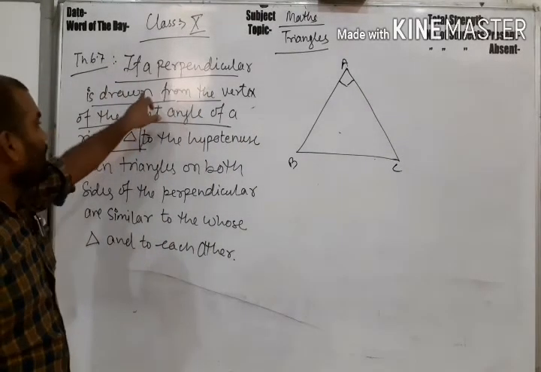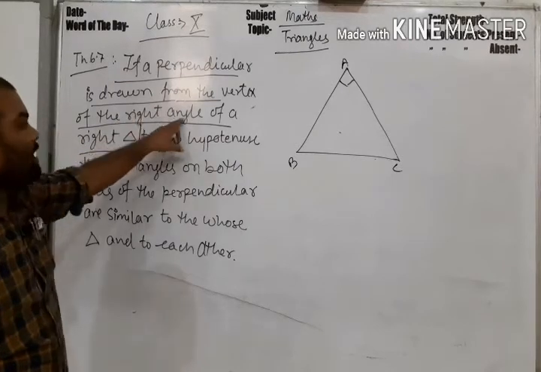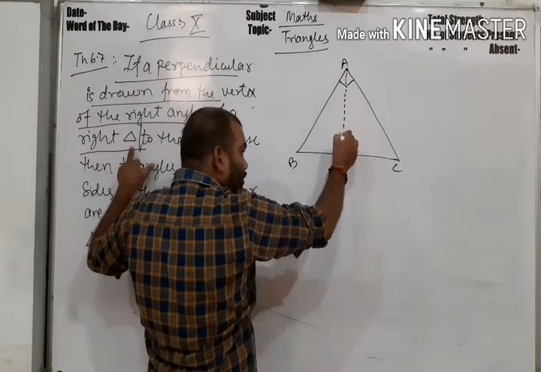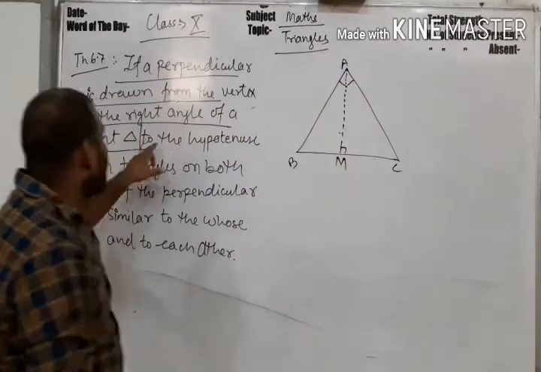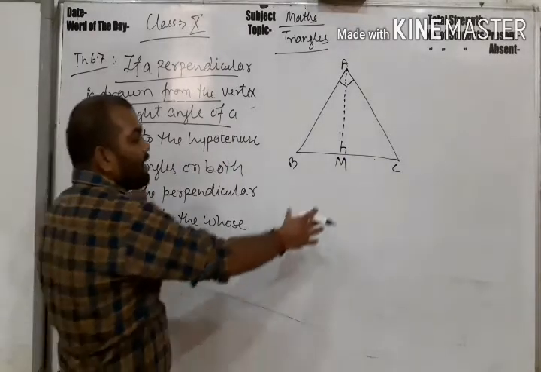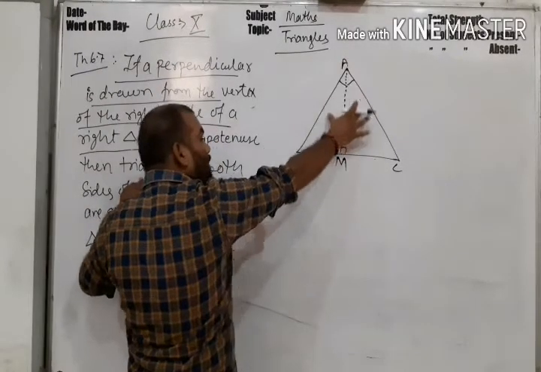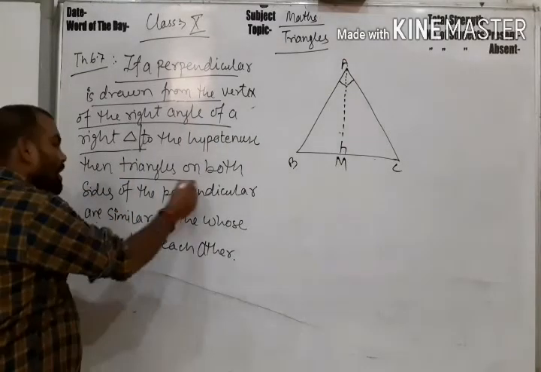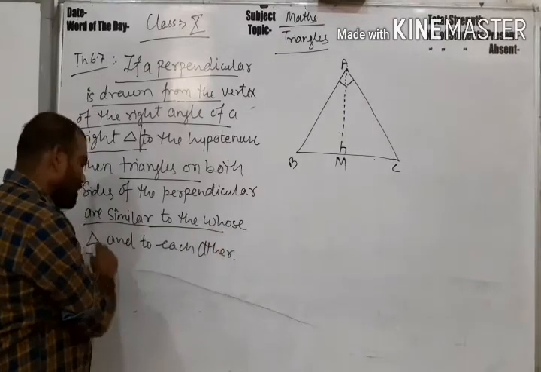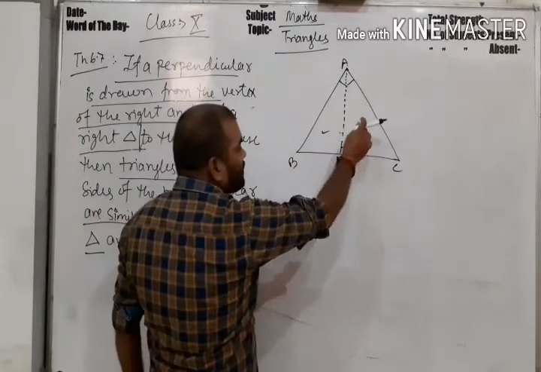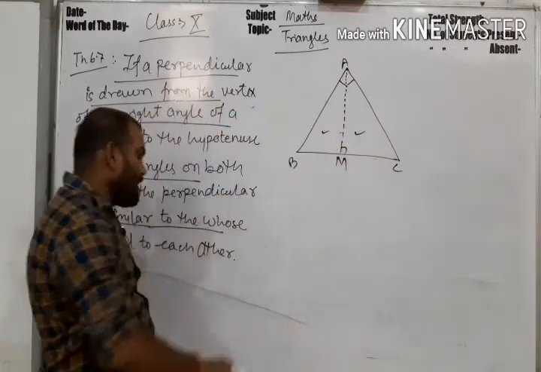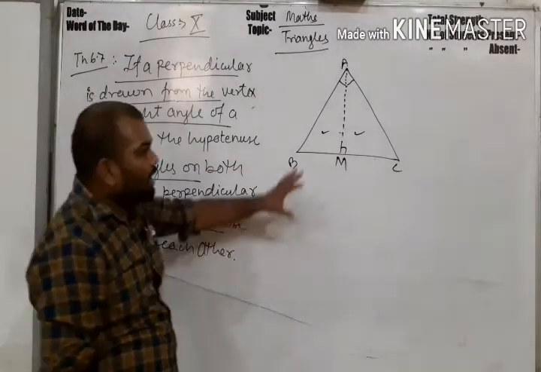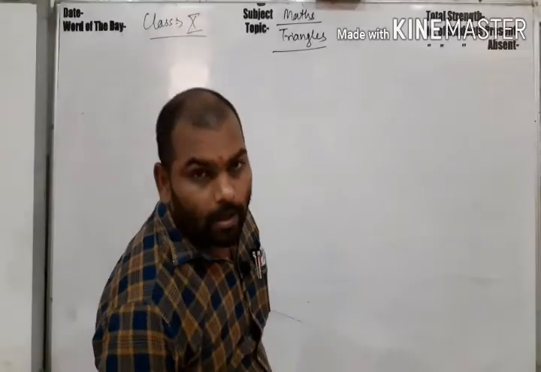So if a perpendicular is drawn from the vertex of a right angle of a right triangle, means a perpendicular from this vertex from right angle is drawn, okay, to the hypotenuse. This line is the hypotenuse and perpendicular is drawn from here on both sides of the hypotenuse. Then the triangles on both sides of the hypotenuse are similar to the whole triangle. Means these two triangles are similar to the whole triangle and to each other. Clear?